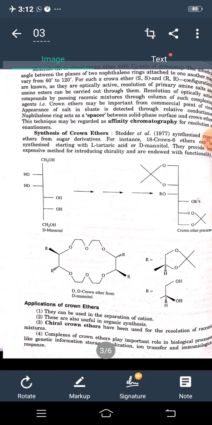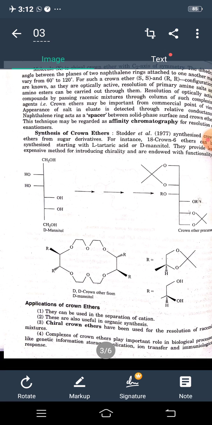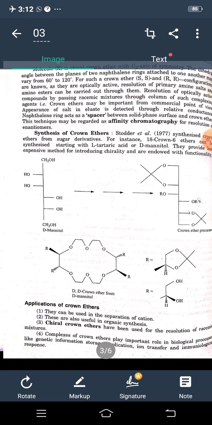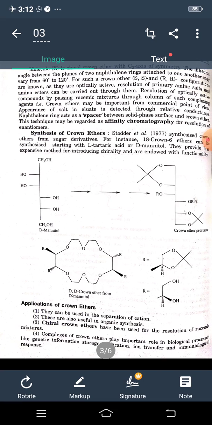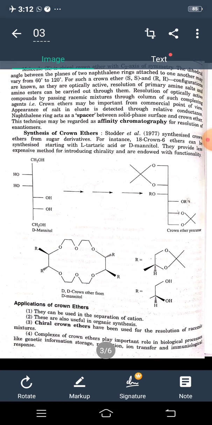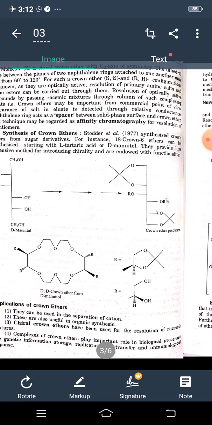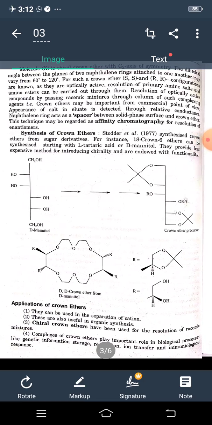Applications of crown ether. They can be used in the separation of cations. They are also useful in organic synthesis. Chiral crown ethers have been used for the resolution of organic mixtures.